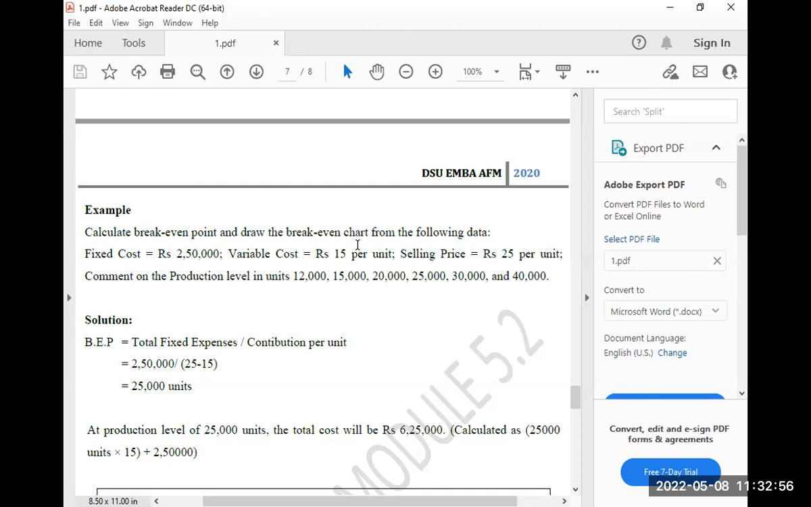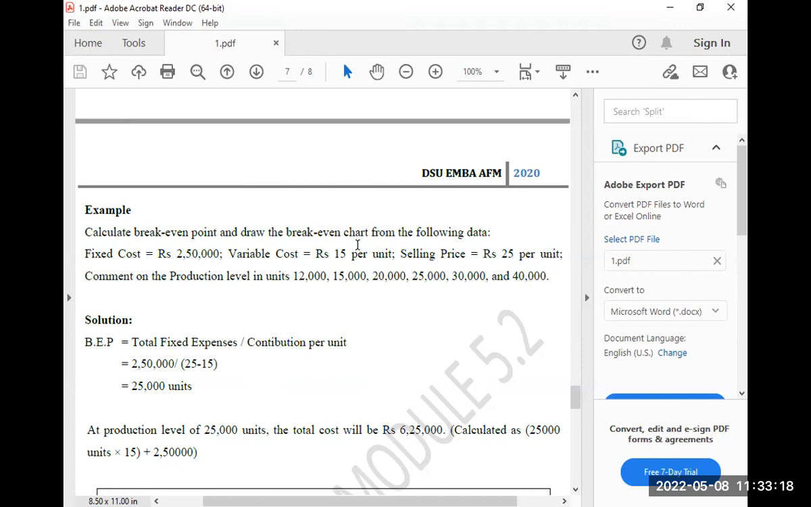Break-even point in units is equal to total fixed cost divided by contribution per unit. That's very important. Okay, break-even point in value is equal to total fixed cost divided by profit volume ratio.